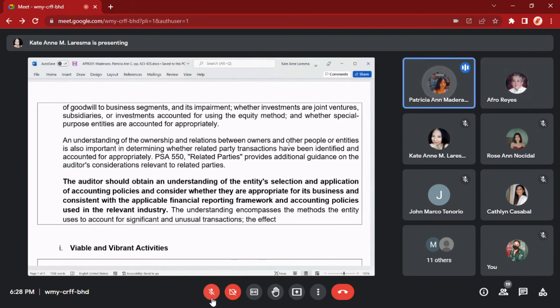So to continue, the auditor should obtain an understanding of the entity's selection and application of accounting policies and consider whether they are appropriate for its business and consistent with the applicable financial reporting framework and accounting policies used in the relevant industry. The understanding encompasses the methods the entity used to account for significant and unusual transactions. That's all.